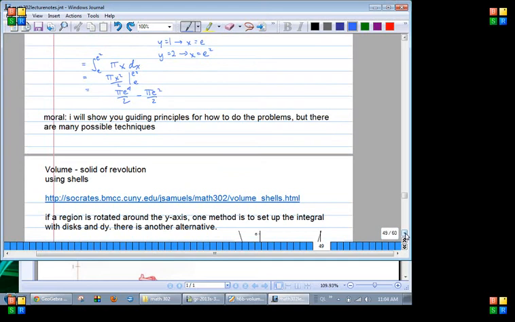If a region is rotated around the y-axis, one method of setting up the integral to find the volume is using disks and dy. And that's the couple problems that we just worked on. That's what we did. There is an alternative. And that's what I want to show you right now.